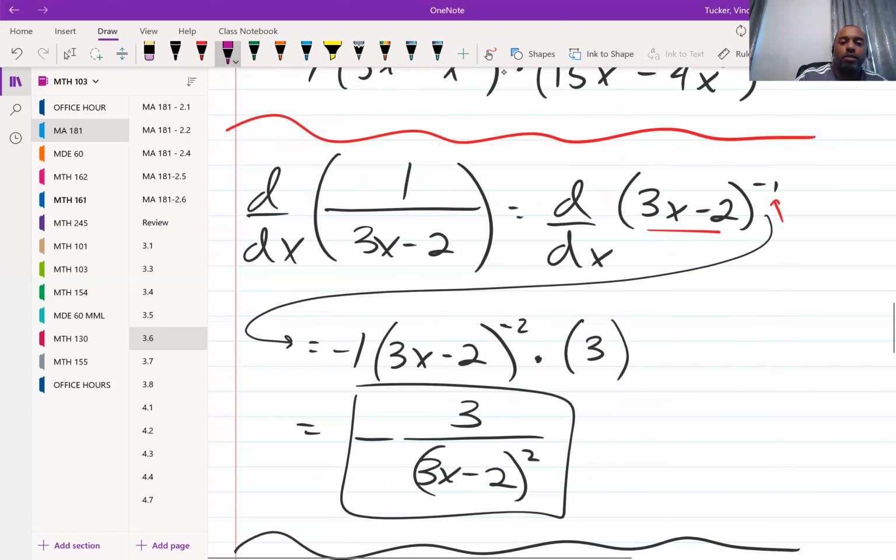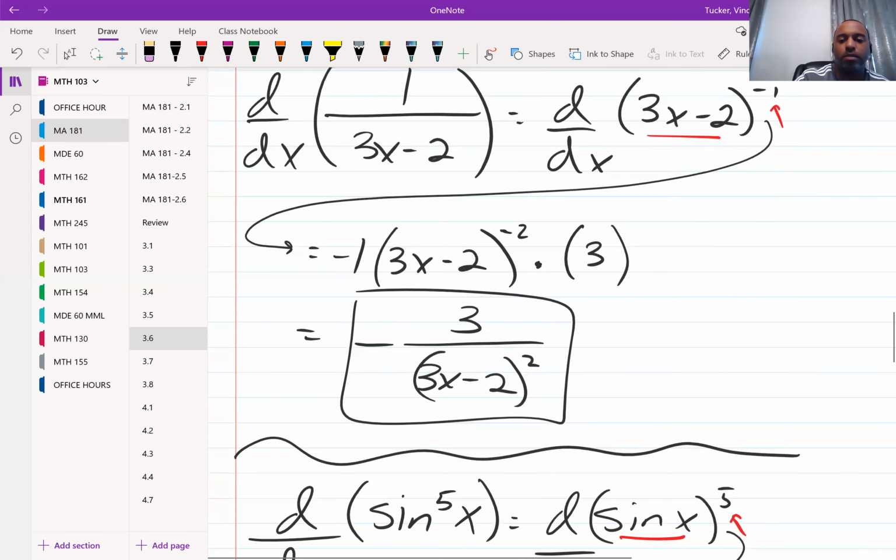So if we want to rewrite this without the negative exponent, bring the 3x minus 2 down to your denominator. That negative is still here, and then that's 3 in your numerator. All right, problems before we look at another one?